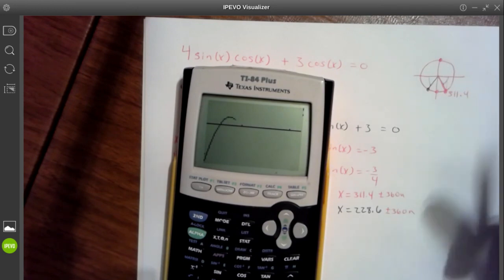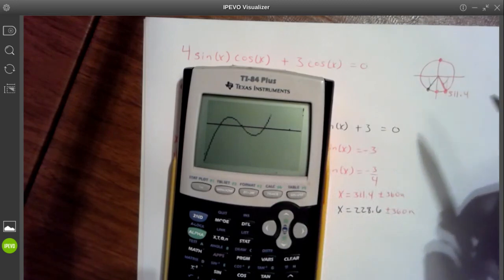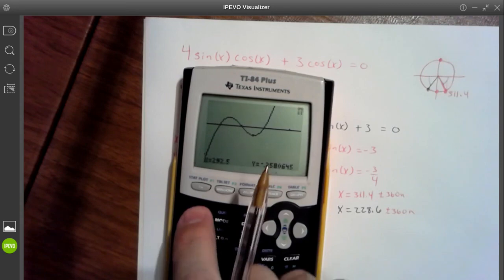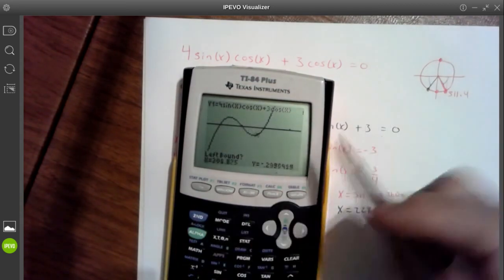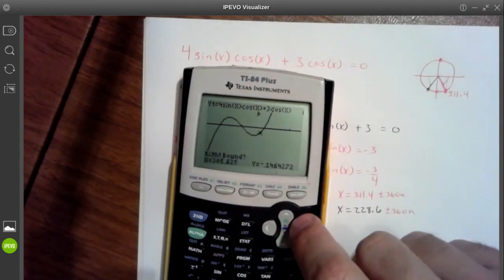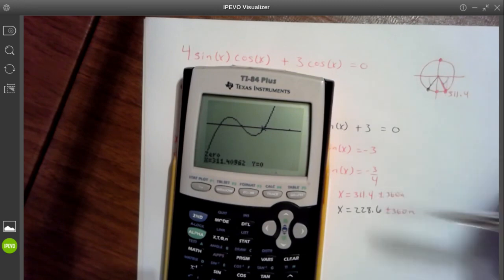I got confused because all those were so close. That was the 271, wasn't it? There we go. So this is the one I'm after. I go to the left side of it, press enter. Now I go to the right side of it, which is above, press enter, and then guess, press enter. And there you go. That's the other way that you can find those solutions, those x-intercepts. That's it.